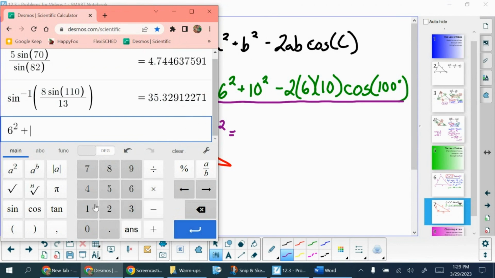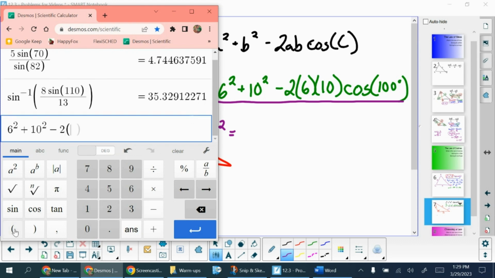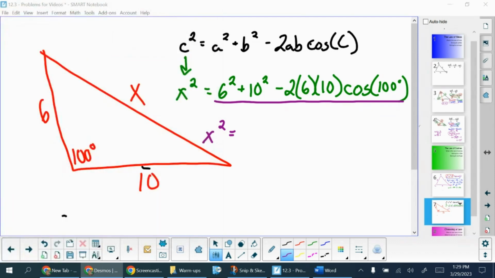6 squared plus 10 squared minus 2, I'm going to put parentheses, 6 times 10, close that parenthesis, cosine of 100 degrees, close my parenthesis. Now it is 156.8. I'm going to go ahead and hit enter, and I'm going to write down x squared equals 156.8.